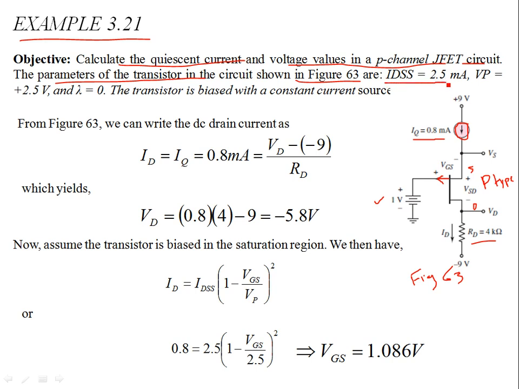So IDSS is the transistor parameter, 2.5 milliamps for VGS equal to 0. Pinch off voltage is given, and the modulation parameter lambda is 0. That means we are considering the ideal JFET. The transistor is biased with a constant current source.